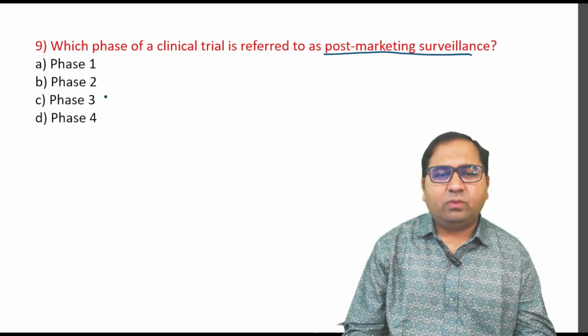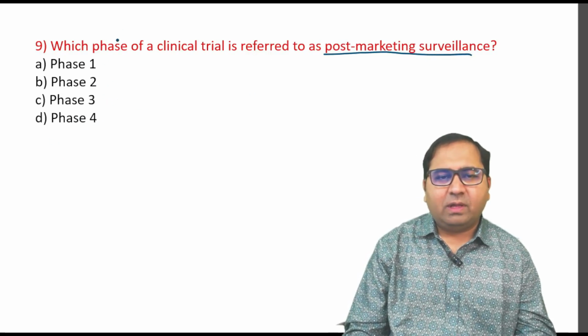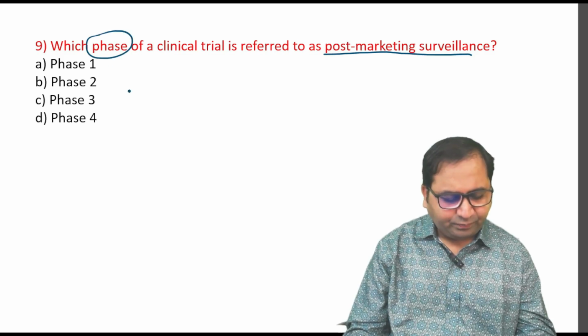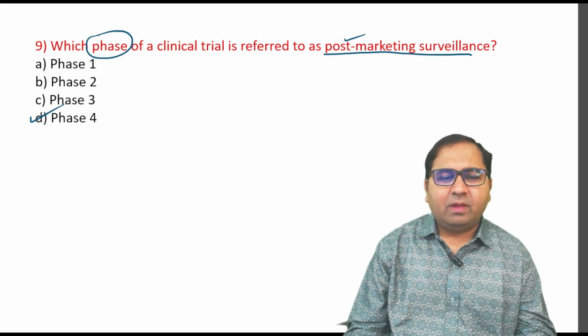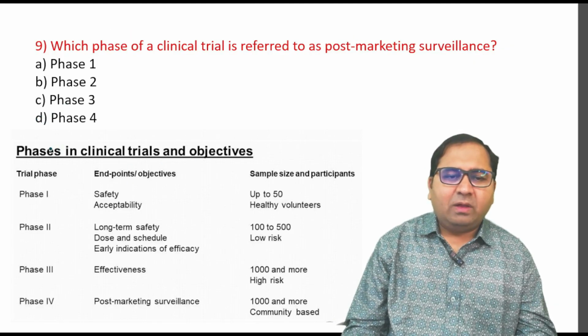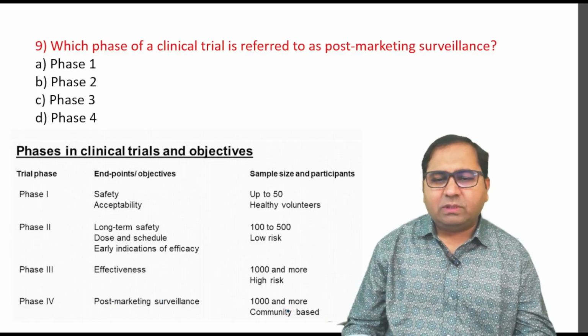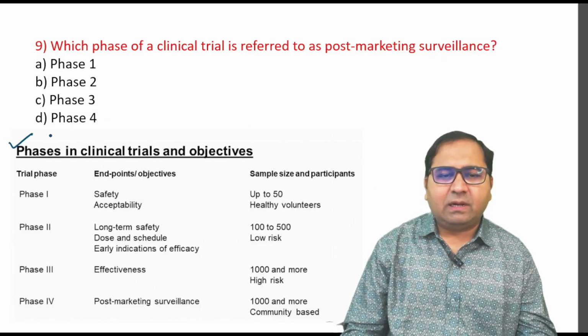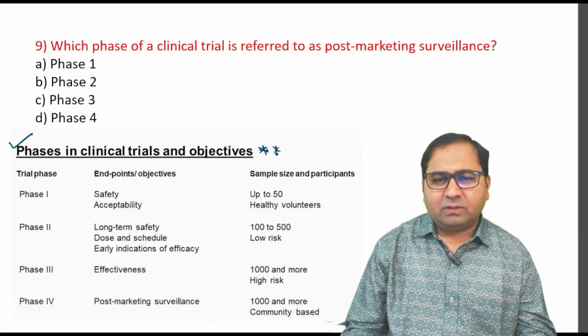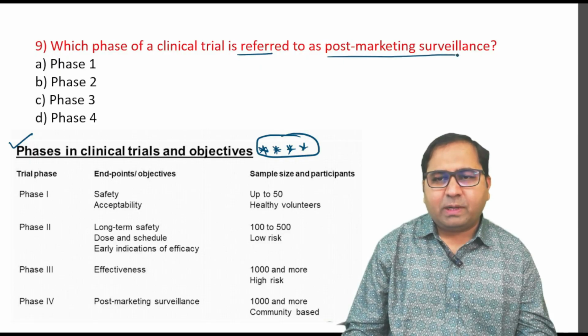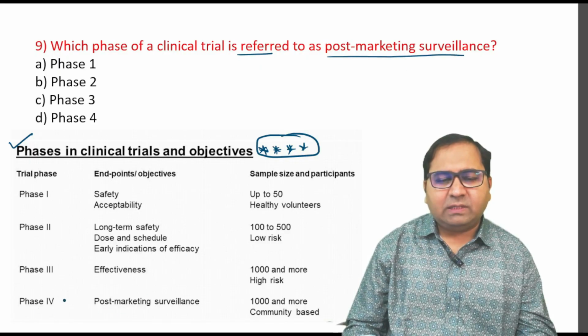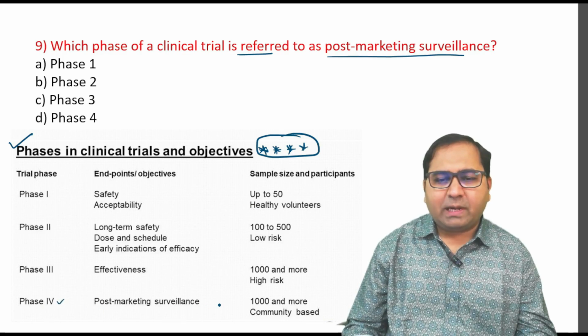Then next, which phase of a clinical trial is referred to as post-marketing surveillance? Phase 1, phase 2, phase 3 or phase 4? Post-marketing surveillance, the answer is phase 4. Please, you have to keep this whole chart in mind. These phases in clinical trials and objectives, because one question may be asked from this table. In our question, they have asked which phase of clinical trial is referred to as post-marketing surveillance. See over here, it is phase 4. Phase 4 is post-marketing surveillance.